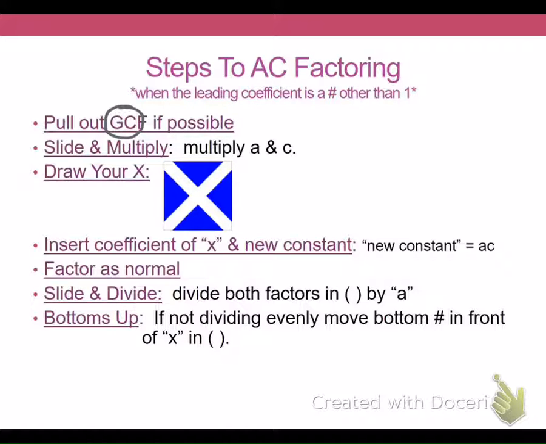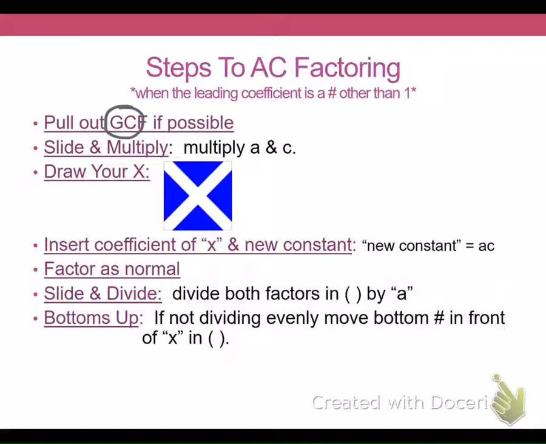All right? We're then going to draw our X. We're going to figure out our signs like we always do. Are they both positive? Are they both negative? Is one plus? Is one minus? Okay, we'll draw our X just like we did yesterday, figure out our signs, and fill in the coefficient. Now look, it's the new constant. So you say, well, what is the new constant? It's that number that we got when we multiplied A and C. Once we filled in all that information, then we factor as normal, just like we did yesterday.